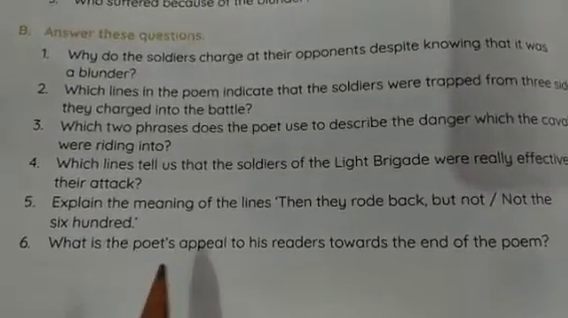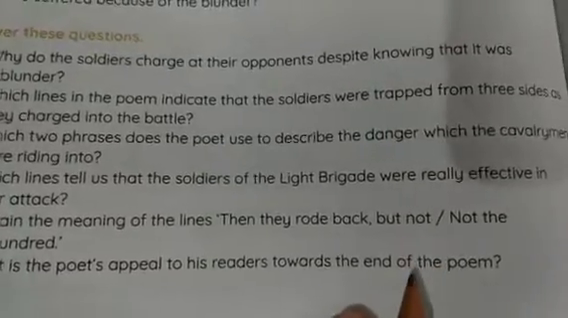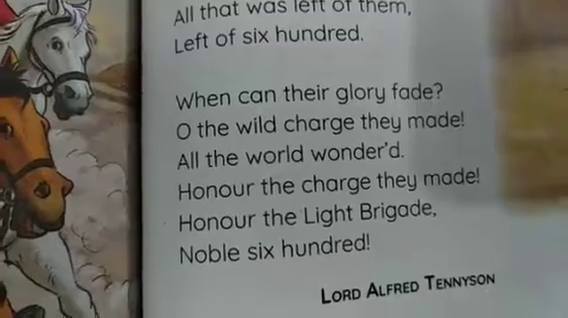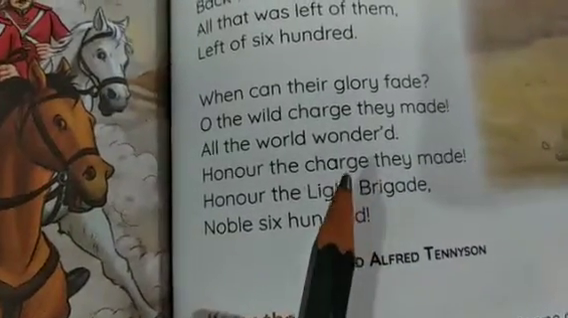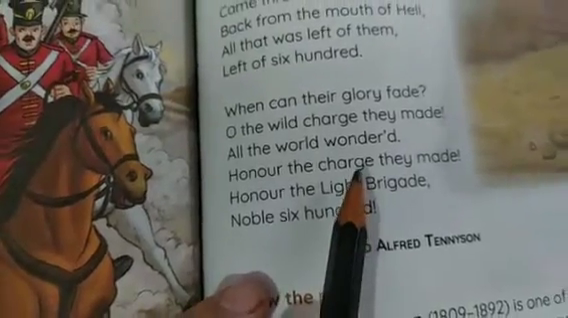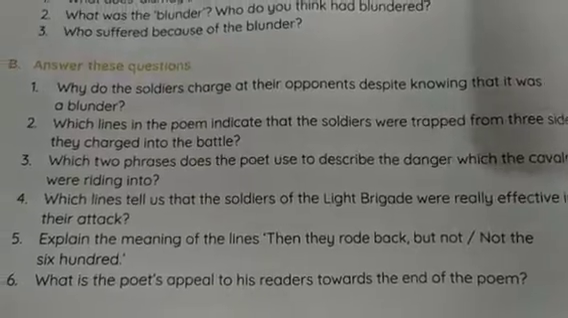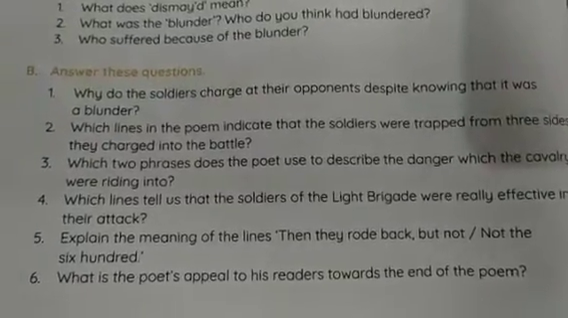Next one, what is the poet's appeal to his readers towards the end of the poem? For that, let us see the last stanza. When can their glory fade? Oh, the wild charge they made. All the world wondered. Honor the charge they made. Honor the Light Brigade, noble 600. So at the end of the poem, the poet is appealing to the readers to honor and respect the charge made by this Light Brigade, and respect their bravery, respect their courage, the way they showed on the battlefield.